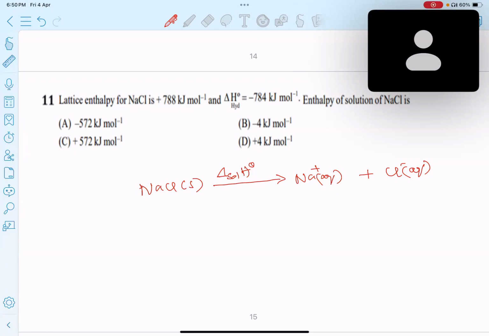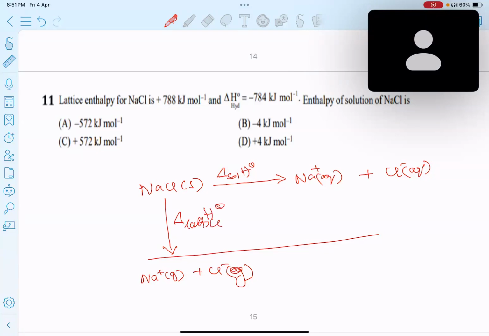So this process takes place in 2 steps. Step number 1: the solid ionic compound, sodium chloride, is dissociated into its gaseous ions first. This is the first step. The enthalpy change during this process is called lattice enthalpy. What do we mean by lattice enthalpy?